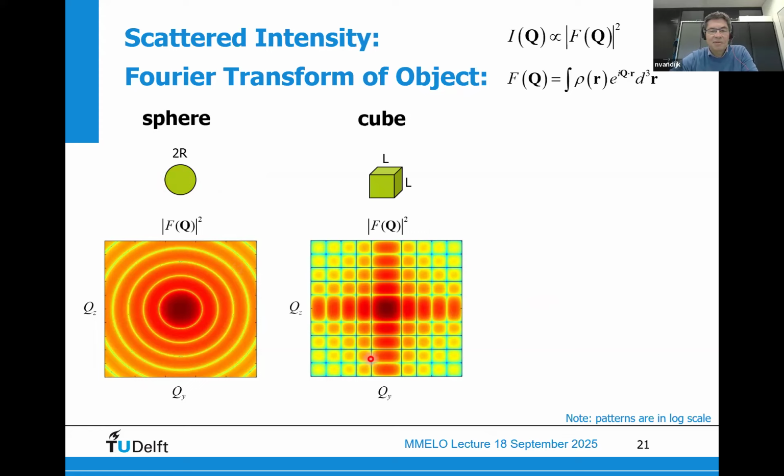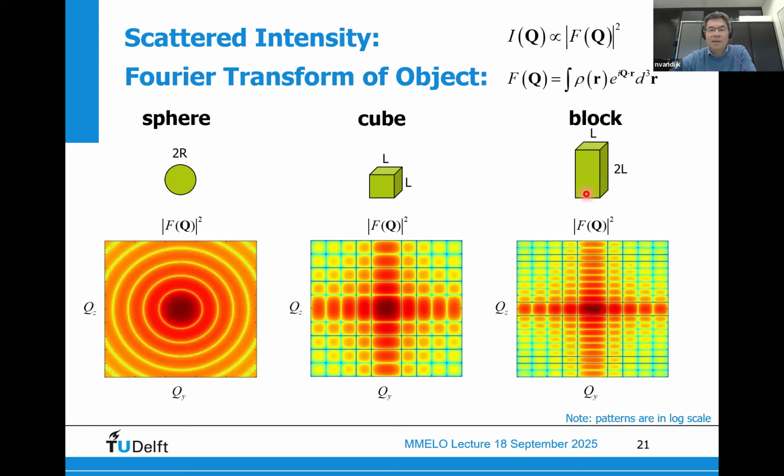So if you go from a sphere to a cube, you can see it resembles the symmetry of the cube, and now you have this square regular pattern of scattering. If you then go to a block which is now twice as long, you see that this resembles that of a cube, but the vertical axis is reduced. The interference repeats itself more often. So that indicates that if you have longer dimensions, then you have shorter frequencies and therefore smaller scattering angles. Now, this can be used to build a model and to interpret your data.